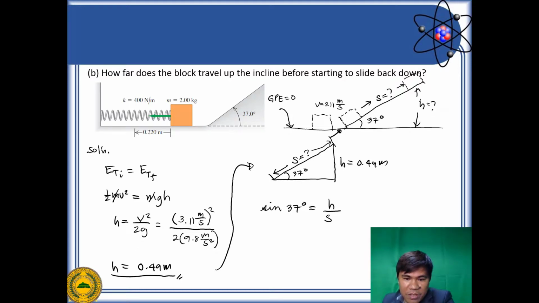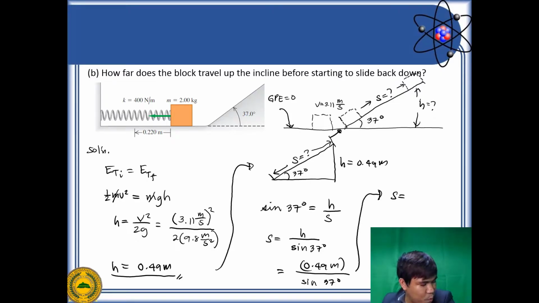So rearranging this equation gives us s is equal to h over sine 37 degrees. So now if you plug in the corresponding value of h, you have 0.49 meters divided by sine 37 degrees, so you'll obtain s equal to 0.81 meters. So that's the final answer.